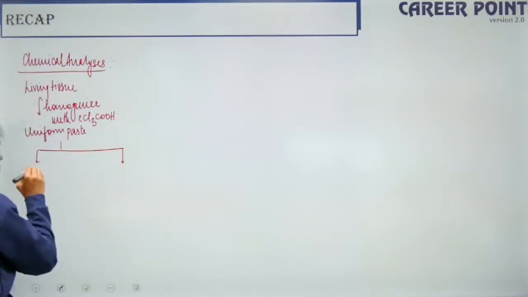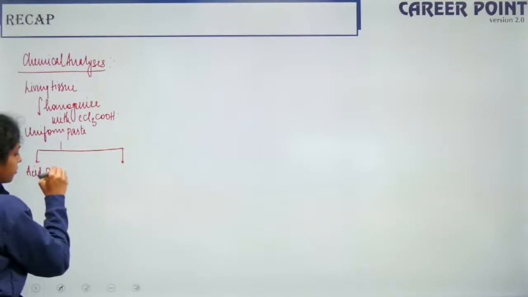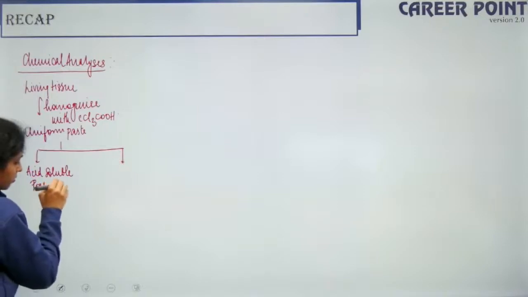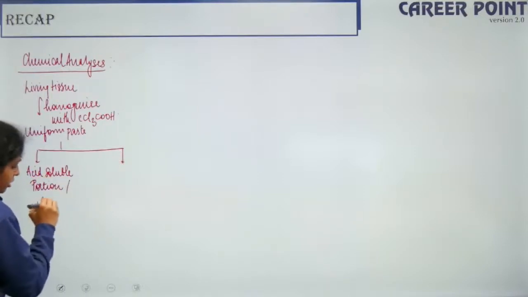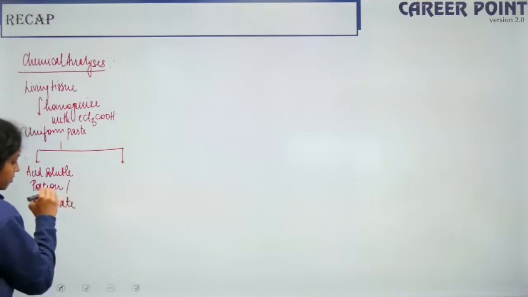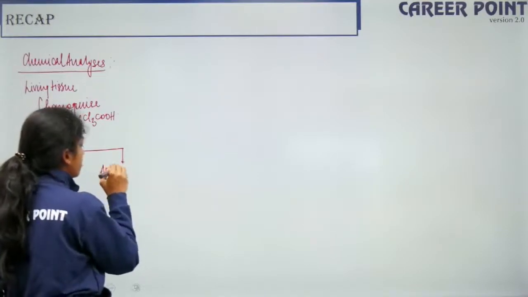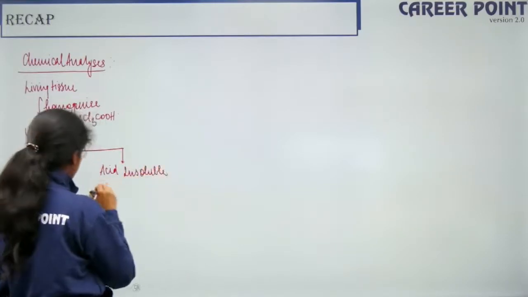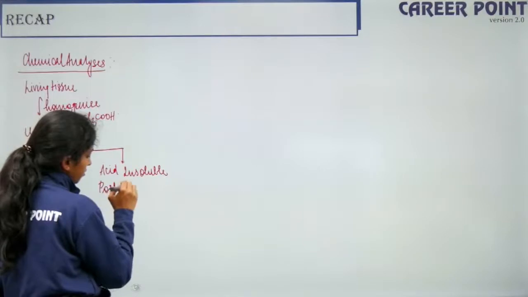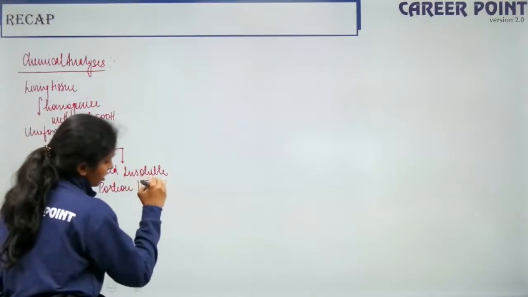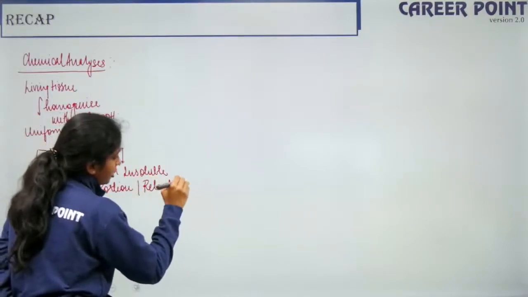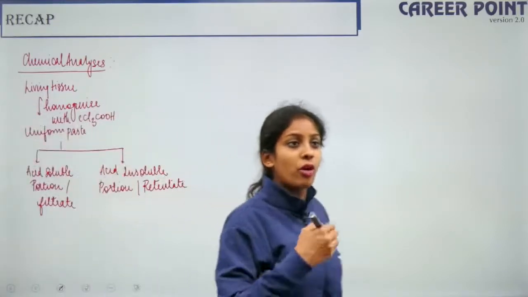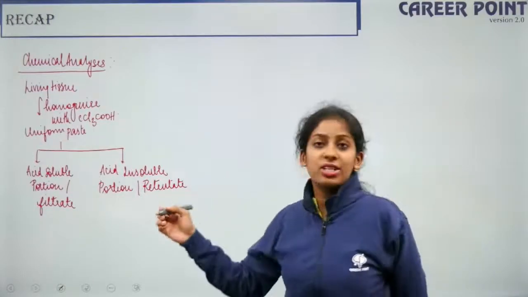One is the acid soluble portion, so this is our filtrate. Then you have the acid insoluble portion, so that is the retentate. The acid soluble portion has biomolecules with a very low molecular weight, so it is comparatively in fewer Daltons.